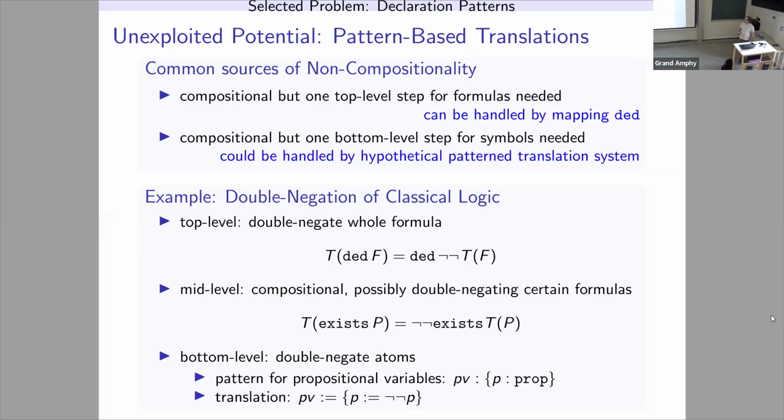Everything that happens in propositional logic. And then we could say, well, we translate somehow by mapping the P to not not P. This is a made-up ad hoc syntax. I've never implemented something like that. But that would be a way how we could leverage the patterns to do translations where we have to do something to the atoms as well, which does happen frequently.